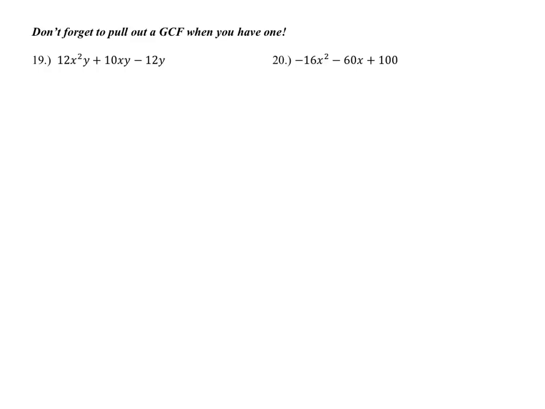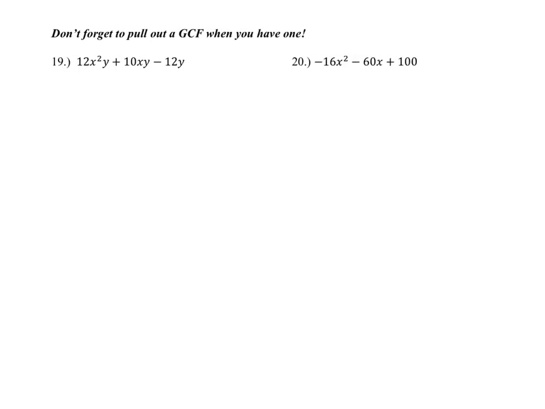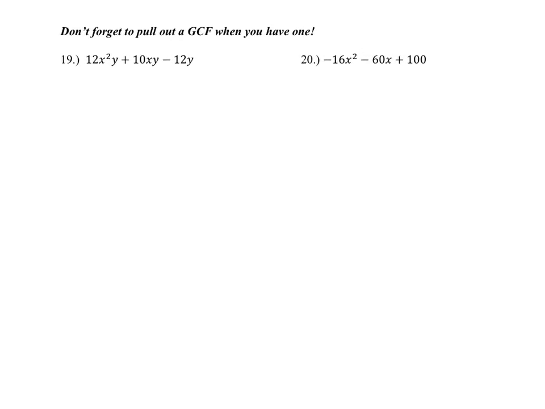Let's start first by asking myself, does this have a GCF? And if it does, what is it? So what does it have? What do they all have in common? So if you take a look, we've got 12, 10, and 12. Well, the thing that they all have in common is the factor of 2. The other thing that they all have in common is they all have a y. So I'm going to start this problem off by pulling out a 2y, all right?